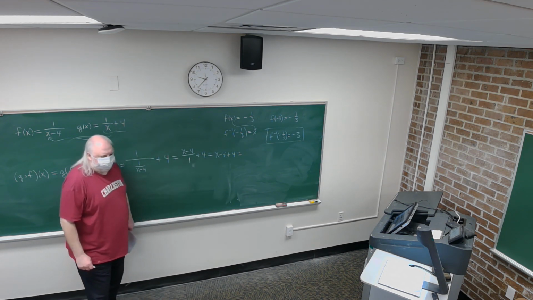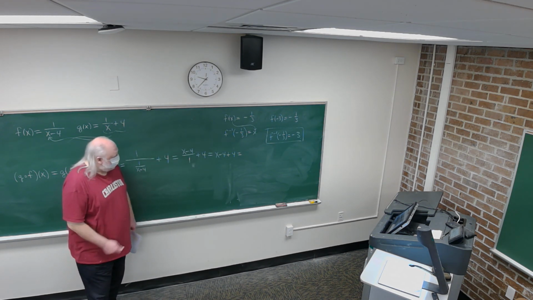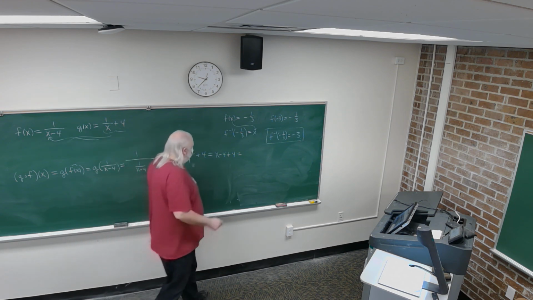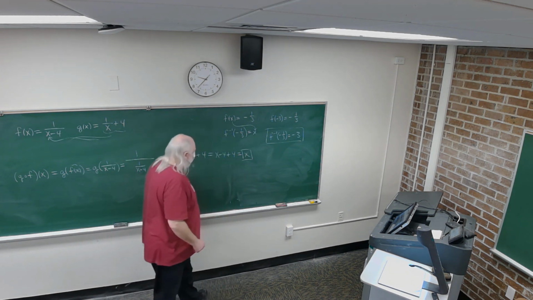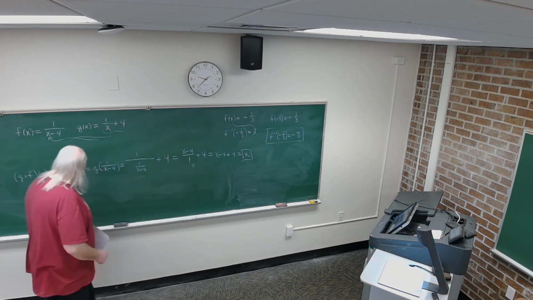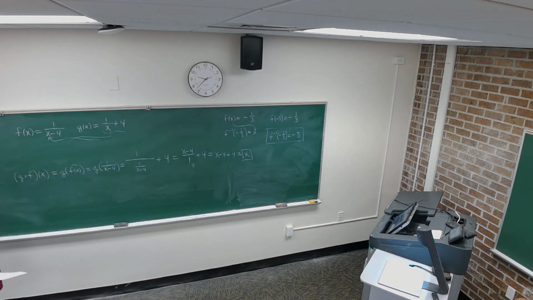Anything divided by 1 is itself. And minus 4 plus 4 is 0. So this is just equal to x. And so the composite of f with g is equal to x, and the composite of g with f is equal to x. Okay? So f and g are indeed inverses of each other. Any questions on that?